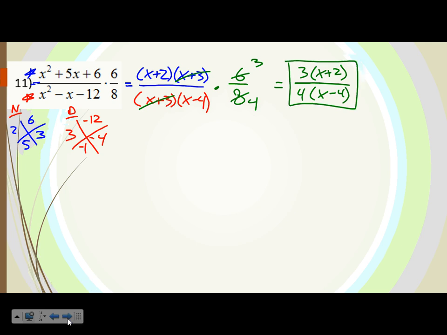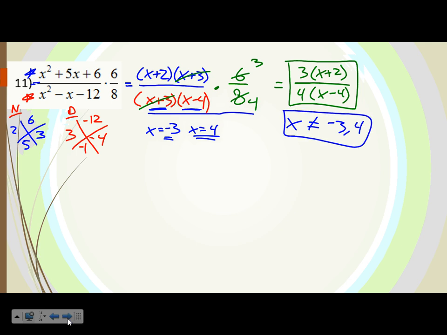So go back to before you cancel stuff, what would make this 0? Negative 3. What makes this one 0? Positive 4. So x cannot be equal to negative 3 and positive 4. If it was, you'd be dividing by 0, and you get undefined.